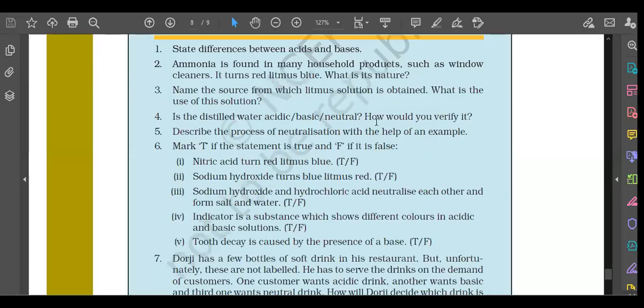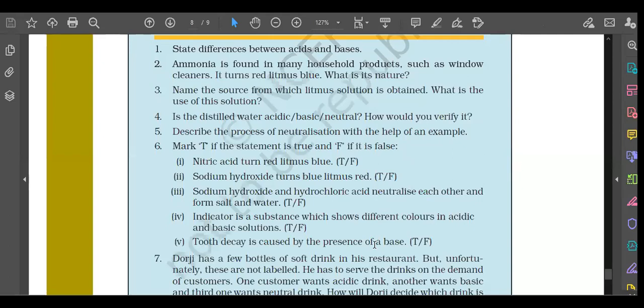There are many things that you have to remember. For example, sodium hydroxide, NaOH, is your base, and HCl, hydrochloric acid, is your acid, and all those things, right? Tooth decay is caused by presence of base. True or false? Tell me.